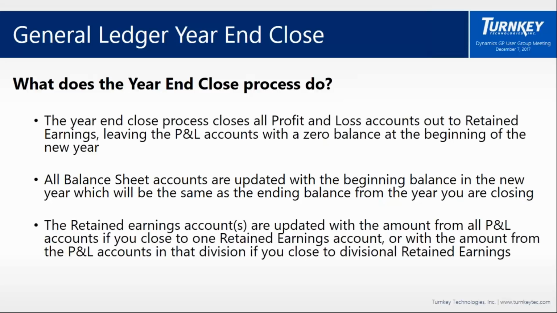Okay, good. So what exactly does the year-end close do? Again, kind of what we talked about, it closes all your P&L accounts to your retained earnings, leaving them with a zero balance for the beginning of the new year. For your balance sheet accounts, it just updates the beginning balance but leaves the balance in there, because that's your balance sheet, so it needs to be in there. And you can close to more than one retained earnings account. If you do have more, when you go to the closing window, it'll ask you if you want to close to a divisional retained earnings account. Those accounts just have to be set up.